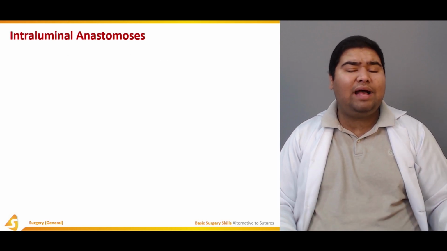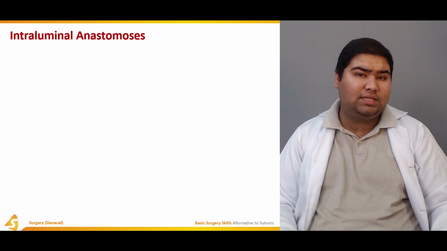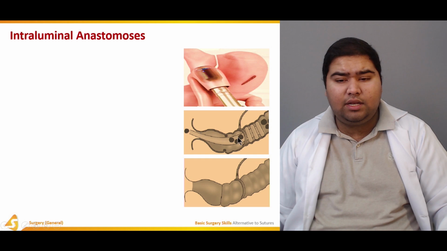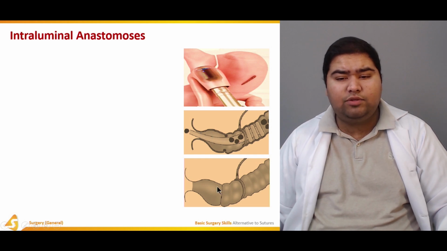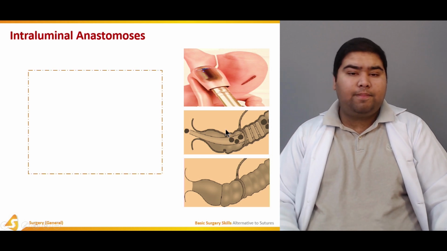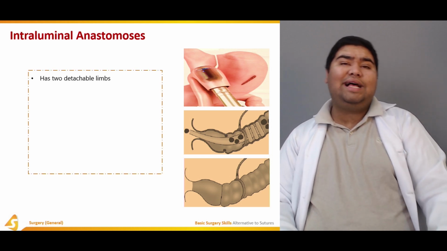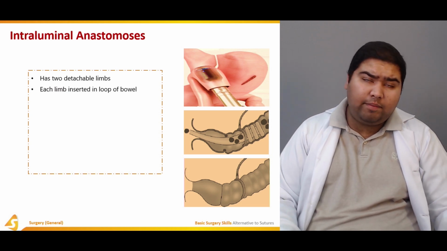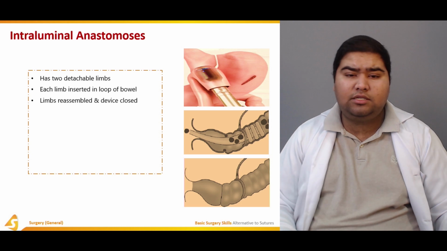Now, lastly, we have the intraluminal anastomosis occurring within the lumen. So here you have inserted the device within the lumen, and now you're producing the anastomosis here. So let's see how that goes. It has 2 detachable limbs. Each limb is inserted in the loop of a bowel, similar to end-to-end anastomosis.